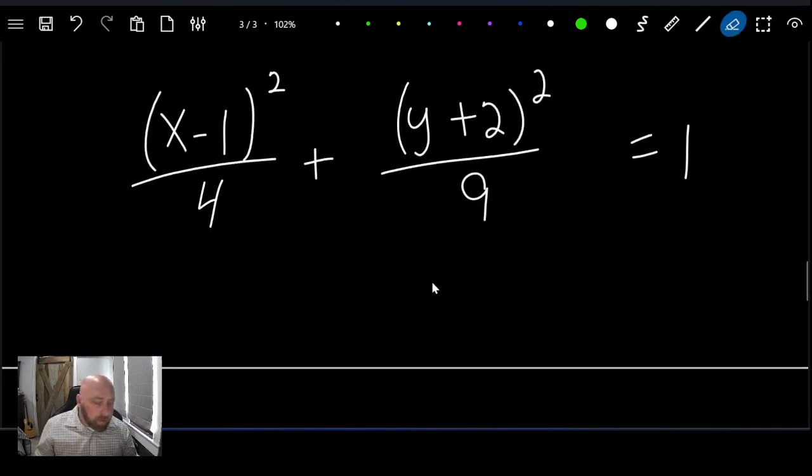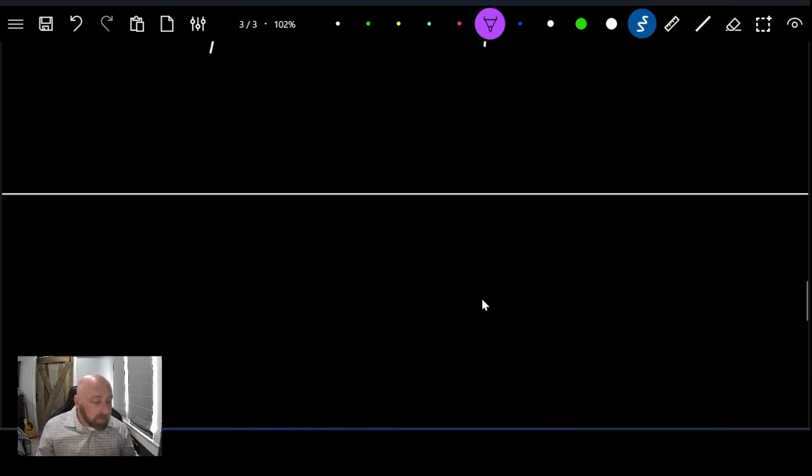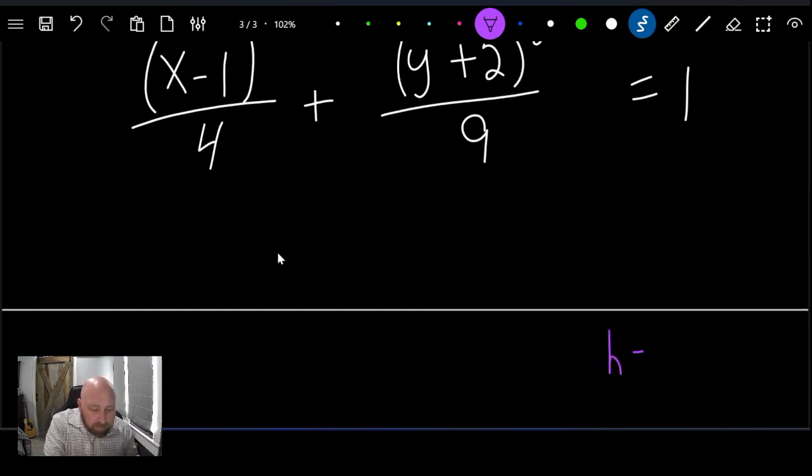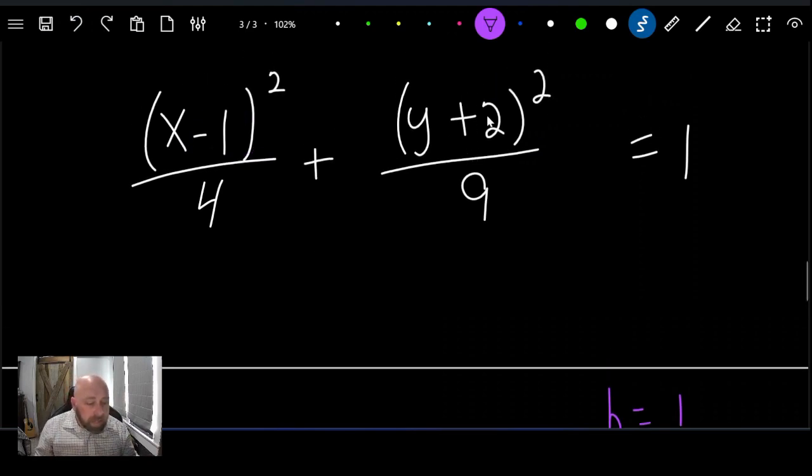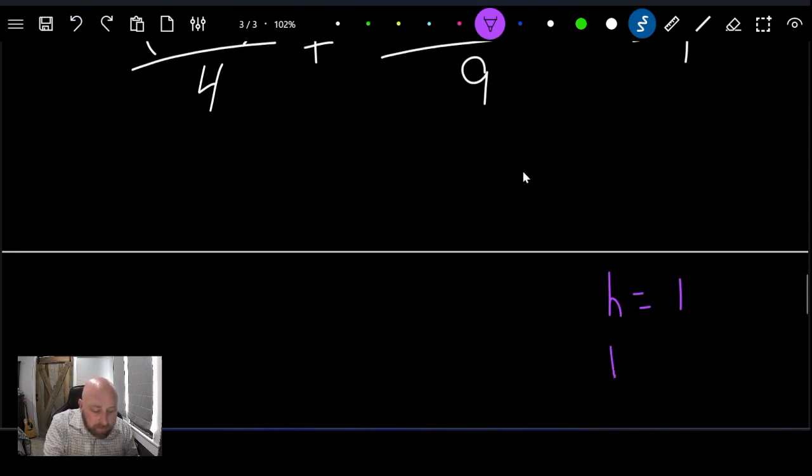All right, so what we want to do now is look at what we have. We have our translation, we have our h and our k. So let's start writing some things down here. Our h is going to equal 1, because we have the negative 1. Remember, the formula is already negative, so it's going to be positive. And our k is going to be negative 2. So k equals negative 2.